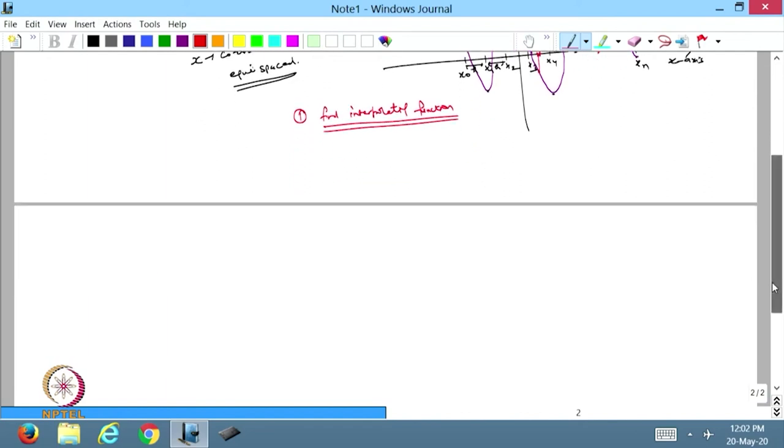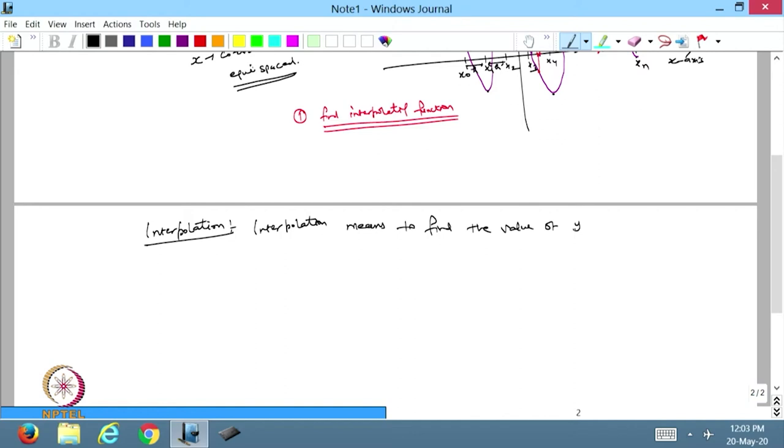So I can write the definition. Interpolation means to find the value of y for some intermediate value of x that is given to me in x 0 to x n.